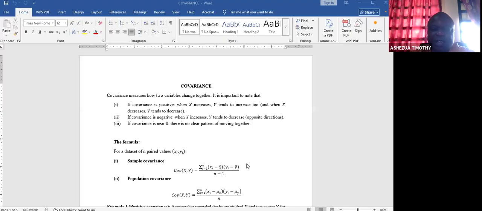Now, we have what we call the sample variance and the population variance. The formula for sample variance, just like I said, is divided by n minus 1. For population, you divide by n.